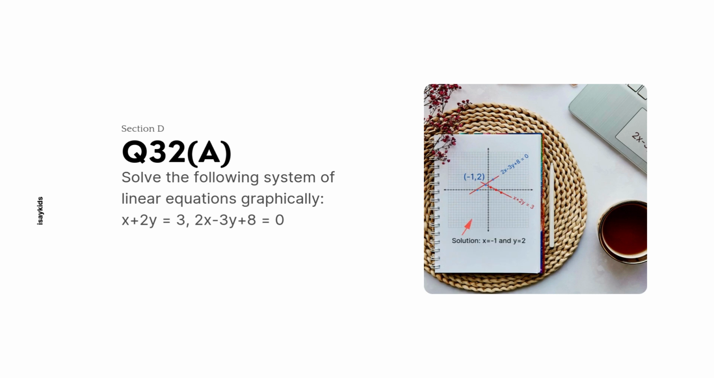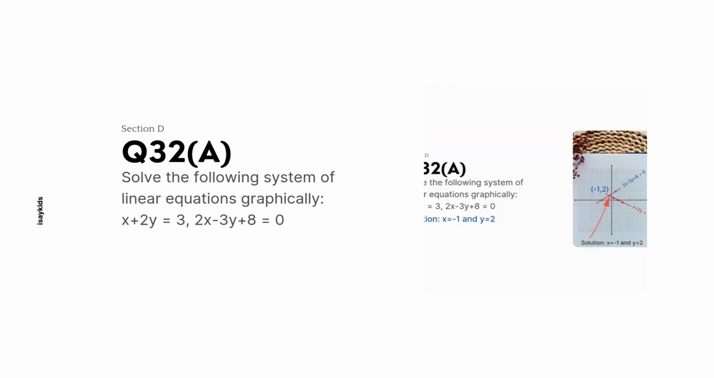Now the common solution is minus 1, 2. So x is minus 1 and y is 2. This is the point of intersection of the two lines. So our solution is x is minus 1 and y is 2.